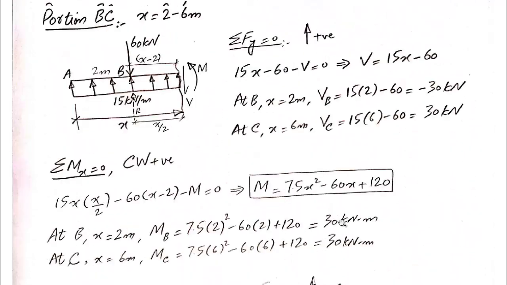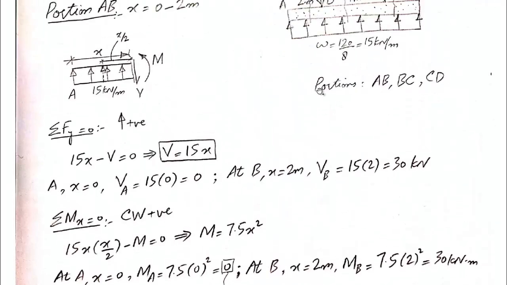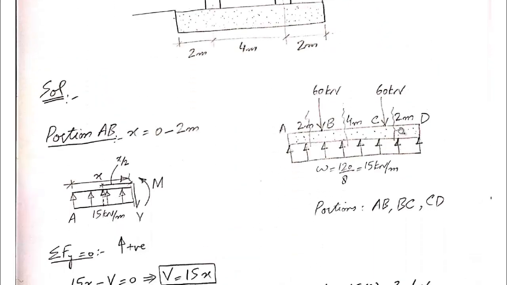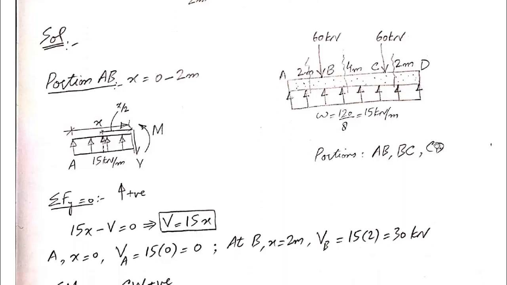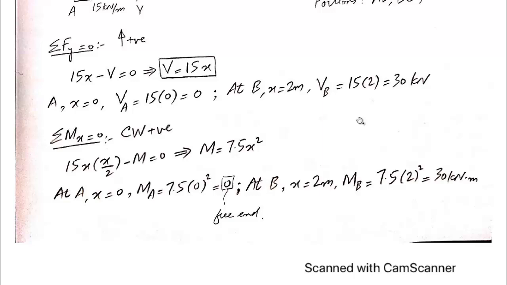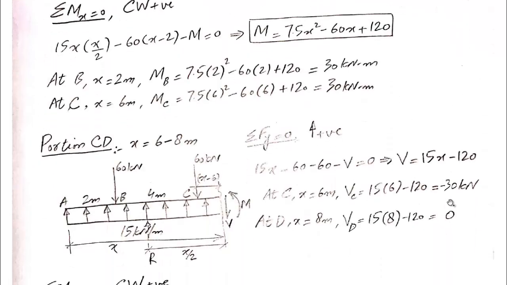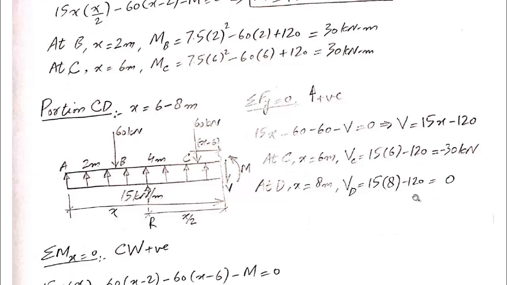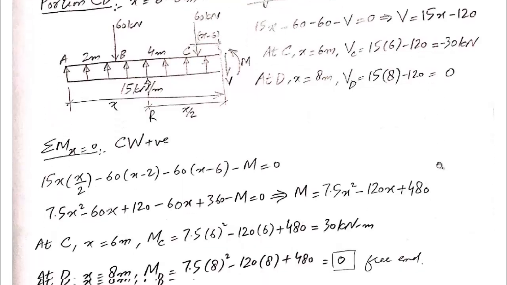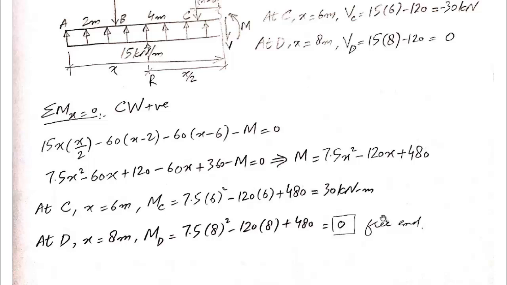Let's go back to our main diagram. At point D, we have a free end, and there is no point moment acting at point D, which means that the value of bending moment should be equal to 0 at point D. So this 0 is totally correct. Sorry, not this 0, rather this 0. It's a free end.